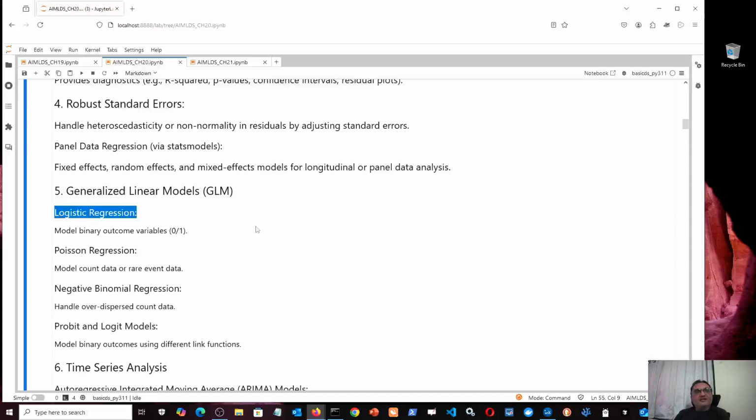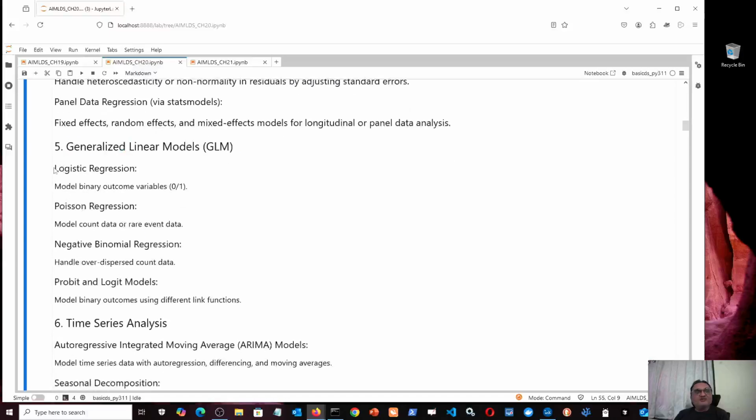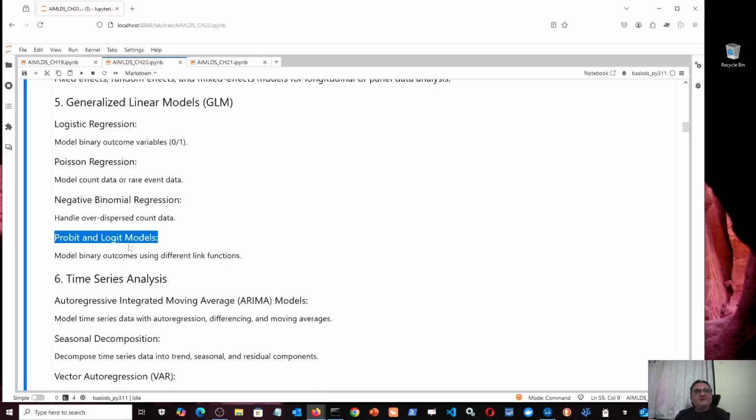But logistic regression is just one of the several types of linear model. There is actually an entire family of linear models. These are called generalized linear models. One of them is logistic regression, another is Poisson regression, another is negative binomial regression, another is called probit and logit models. And each is used for different types of data.